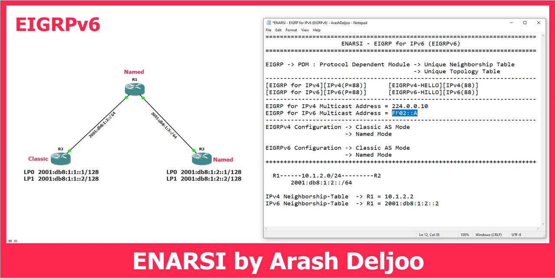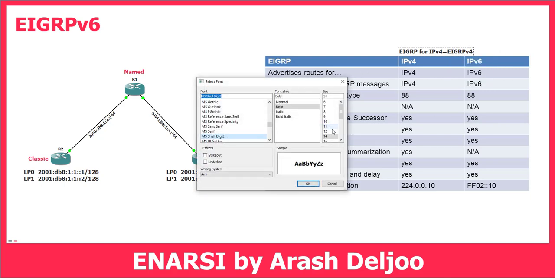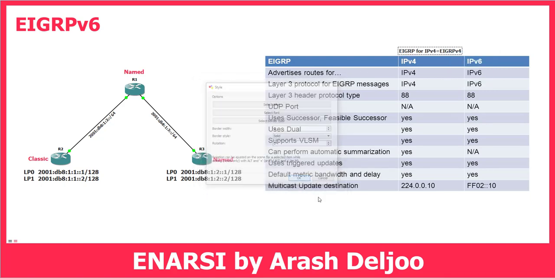Also, about many things we have similarities. Here you can see a table. In this table we are comparing EIGRP for IPv4 and EIGRP for IPv6. You know that with EIGRP for IPv4, this is EIGRPv4, we are routing IPv4. Actually, you can use EIGRP for IPv4 or EIGRPv4 for routing IPv4 packets, not IPv6 packets, and this is for IPv6 networks.